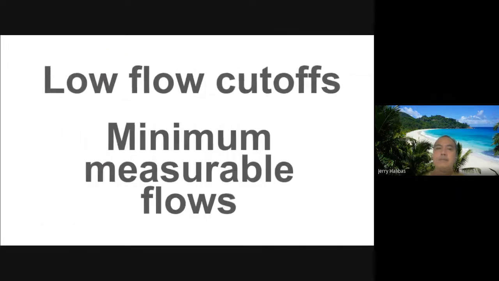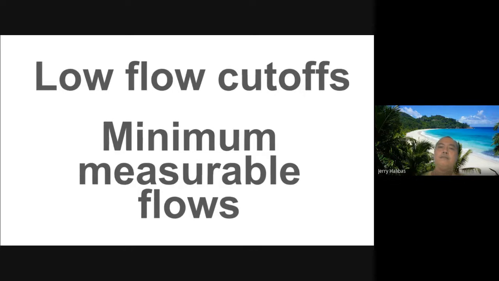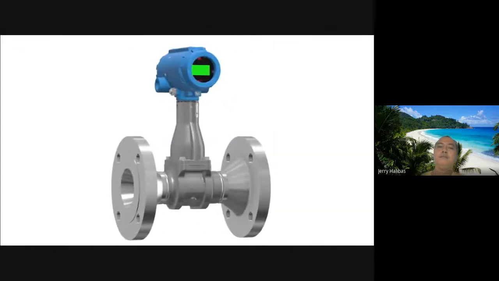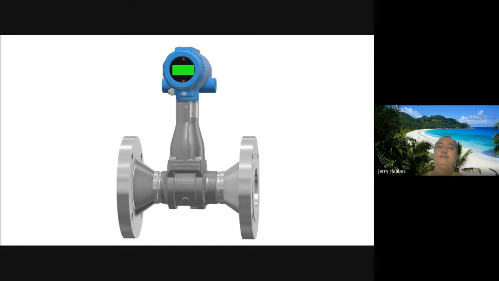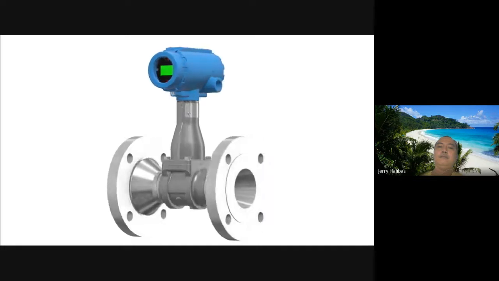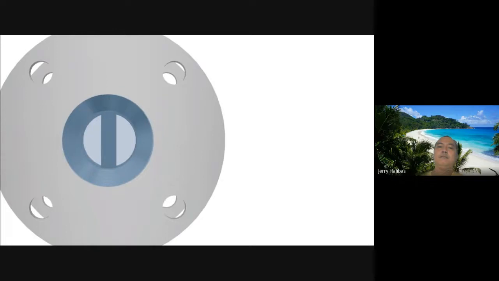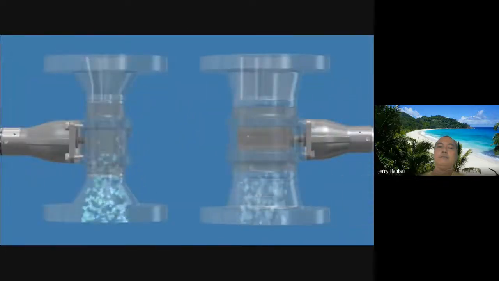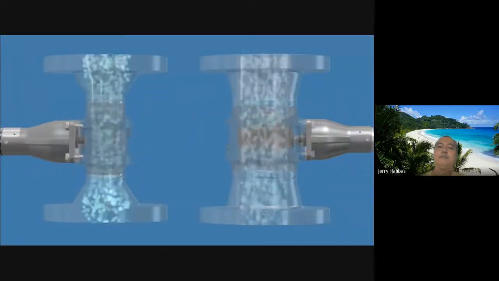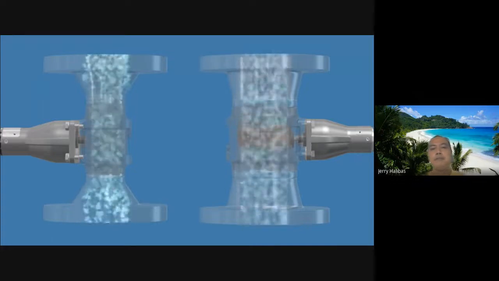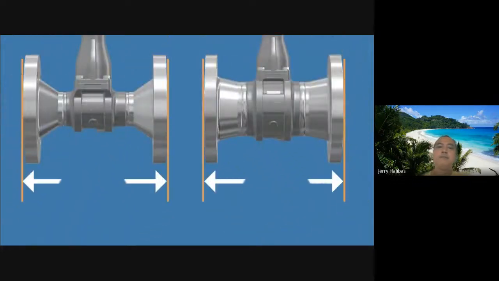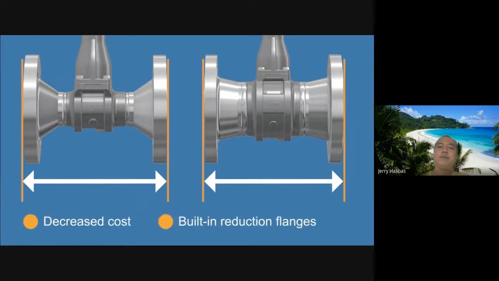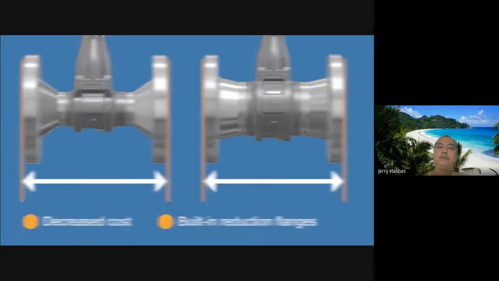Low flow cutoffs in minimal measurable flows can pose an issue to vortex technology. One solution to this limitation is utilizing a vortex flow meter known as a reducer. This configuration decreases the cross-sectional area of the meter body by 1 line size, yielding a higher velocity through the pipe. With a higher velocity passing by the shedder bar, lower flow rates can be accurately measured. Reducer vortex flow meters use the same face-to-face dimensions as standard flanged vortex meters, which decreases costs by eliminating the need for field-installed piping reductions.